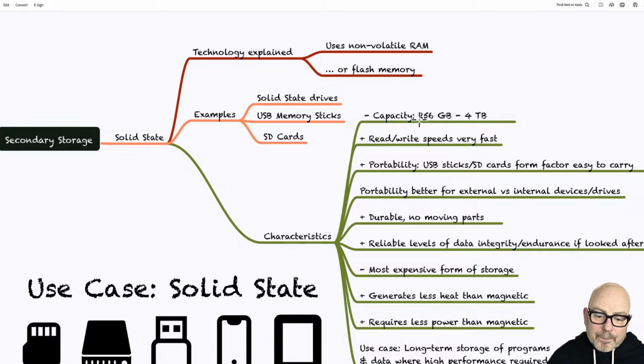Okay, so we've got a list of the different characteristics. You can see that the capacity is between 256 gig and 4 terabytes for a solid state drive. I think, and this keeps increasing each year.